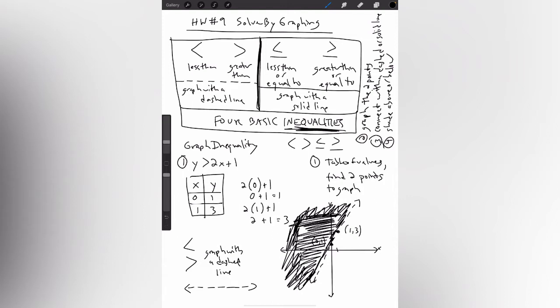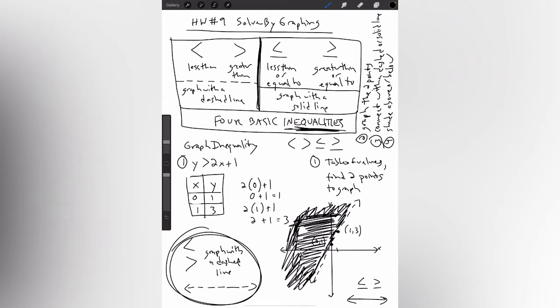So just to recap, first we created our table of values. We found our 2 points. We plotted our 2 points. We then connected that with a solid or dashed line. A solid line would have looked something like this. Look in the bottom right corner there. That would have been if I had less than or equal to or greater than or equal to. But since I have one of these, I'm going to graph it with a dashed line.